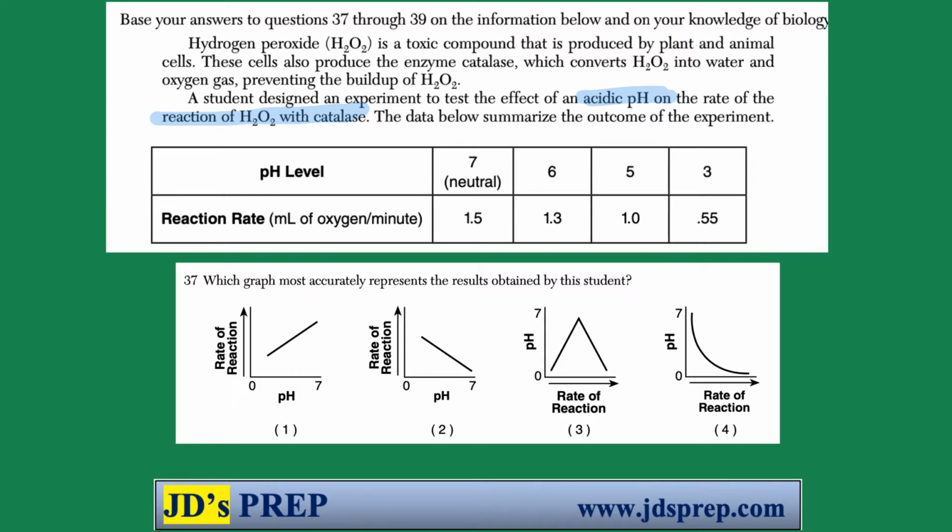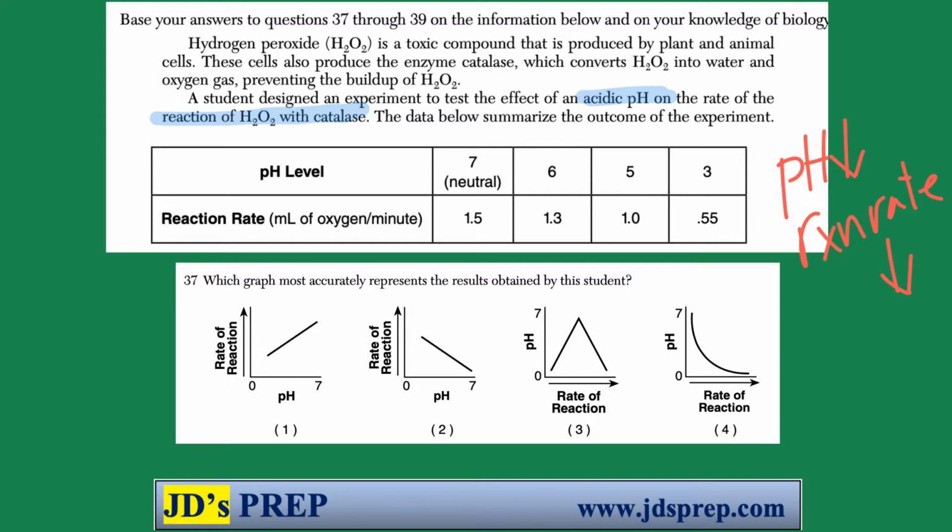Okay, so pH level goes from 7 to 6 to 5 to 3. So as pH goes down, if we look in this next row, reaction rate is also going down. So 1.5, 1.3, 1.55. So pH goes down and reaction rate also goes down. And by extension, when pH goes up, reaction rate also will go up.